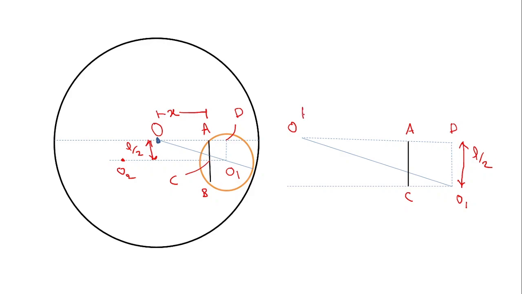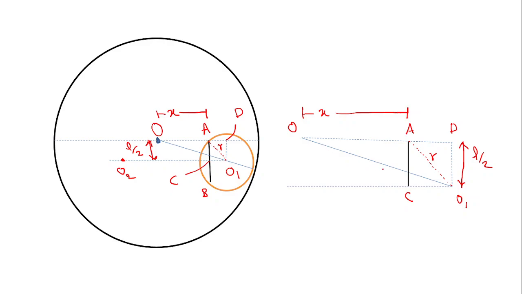This is what? X. And if I connect O A1, O1A, sorry, what do you think? What is this? This is simply R, the radius of the circle. So this O1A is R.